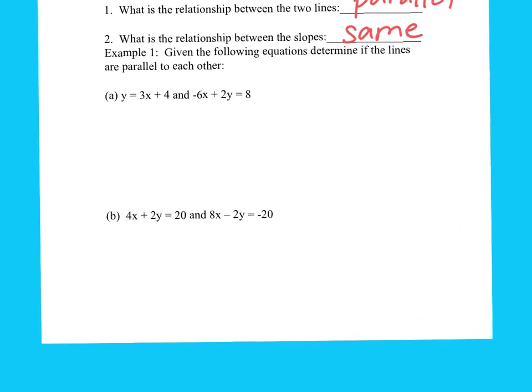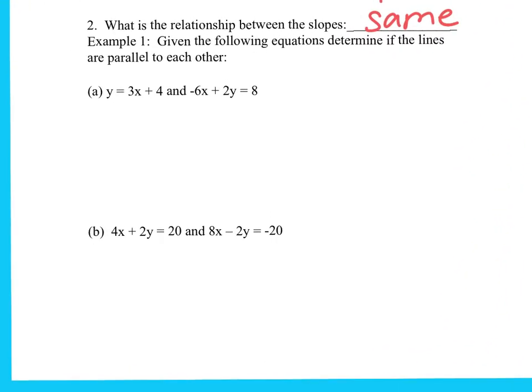Okay, example 1. Instead of giving us graphs, it's just going to give us the equation. It wants to know if these are parallel to each other. So what do you think we'll be looking at in the equation to see if what is the same? The slopes are the same, right? Okay, so looking at the first equation, we've got y equals 3x plus 4. What's the slope of that? 3 over 1, good.